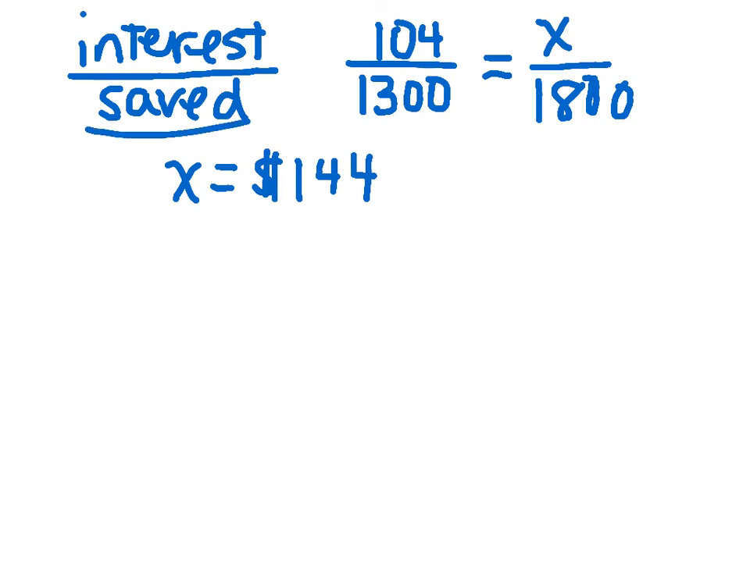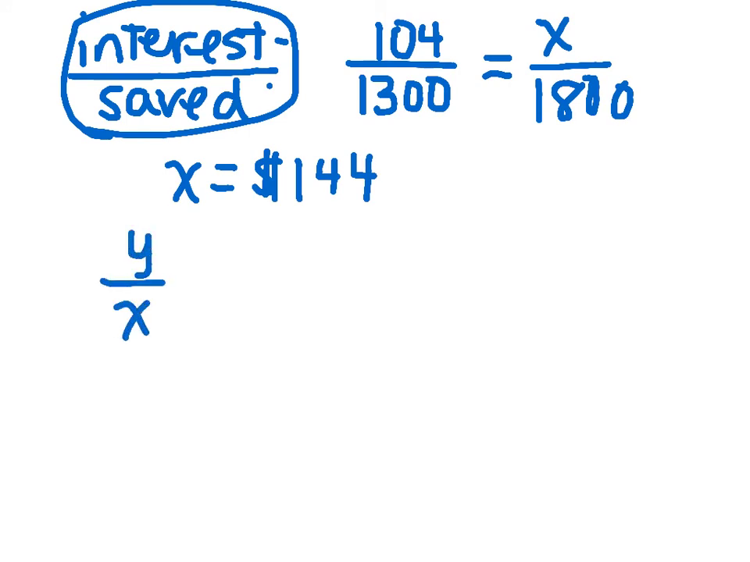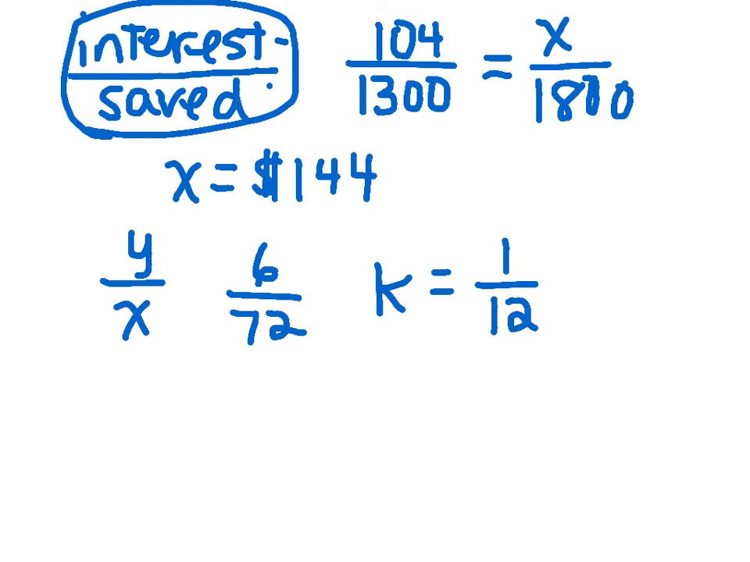So it's important always to make sure you keep it straight. If you're putting interest on the top and saved on the bottom, then it has to be like that. But if it says y varies directly as x and y equals 6 when x is 72, then that means the constant of variation is just 1/12. Okay, so don't make this harder than it needs to be. It should be a pretty easy night.